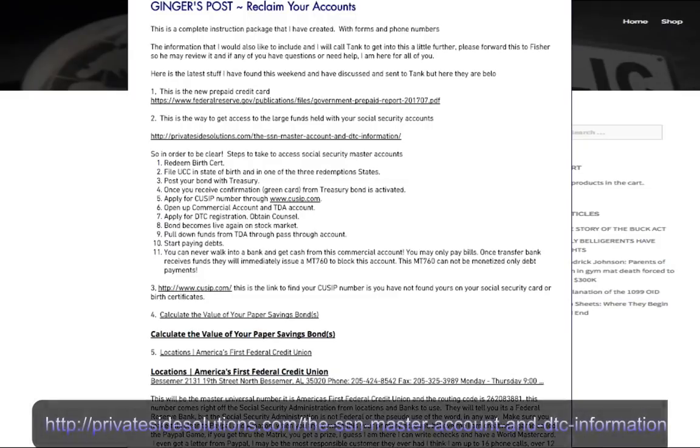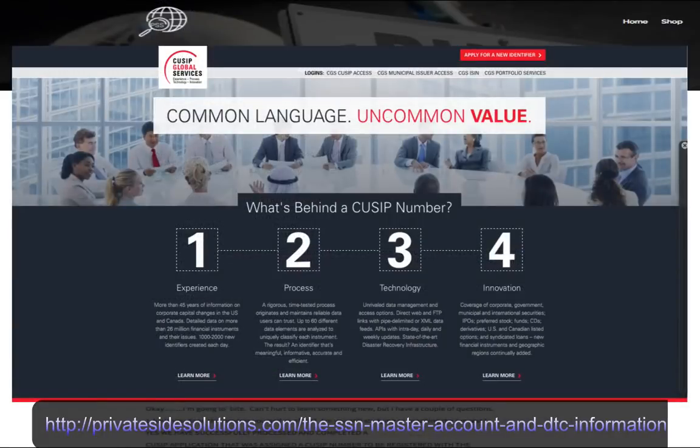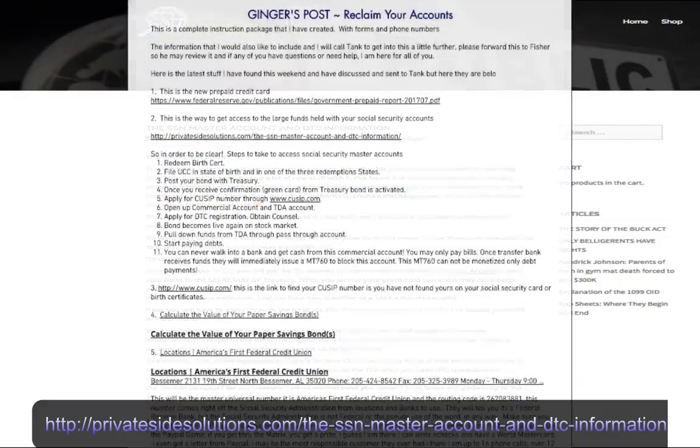1. Redeem birth certificate. 2. File UCC in state of birth and in one of the three redemption states. 3. Post your bond with Treasury. 4. Once you receive confirmation, green card, from Treasury, bond is activated. 5. Apply for CUSIP number through www.cusip.com. 6. Open up commercial account and TDA account.